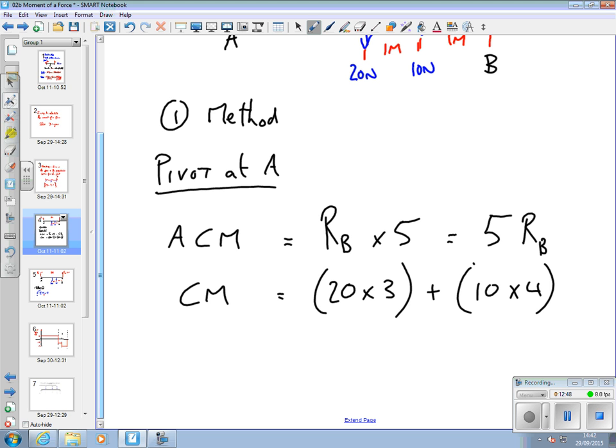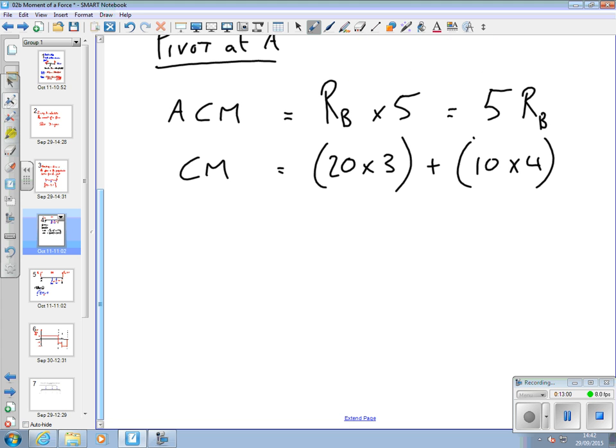Remember what I was saying about convention. If you set it out like this, if I've got lots of forces and lots of distances that aren't exactly whole numbers, I don't want to be trying doing things in my head, so I'm just pointing out to you the conventions that are going to help you to set this out. Which equals 20 times 3 is 60, 10 times 4 is 40, 100 Newton meters. I didn't mention the unit for forces. It's newtons times meters because it's force times distance. So 100 Newton meters is the clockwise moment.